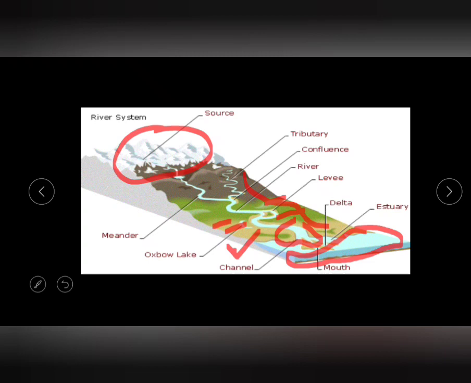So understanding the river system: it originates from its source. It has different tributaries which come and join the main river, and it also drains down through the river valley. In the last portion you will find the river bed or the channel. And you will also find the river mouth, and the river banks on both sides. So that is all about the river system.